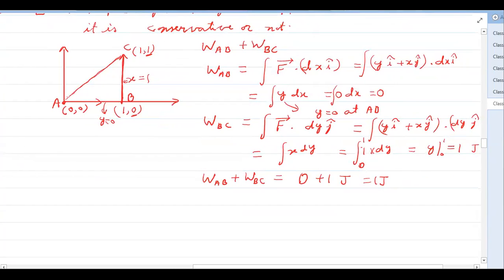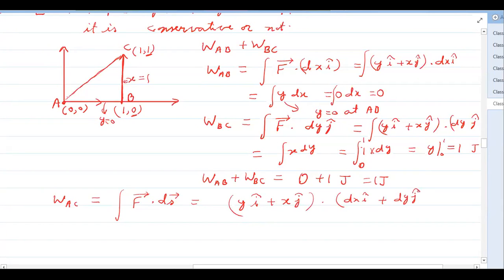Now we will find directly A to C. So work done for AC path. So AC is what? AC is going along this line. So in this one we can write F dot ds, and here F is given and ds will be dx i cap plus dy j cap. And F will be like this: F is y i cap plus x j cap, and this is dx i cap and dy j cap. Okay, in this way we can write.